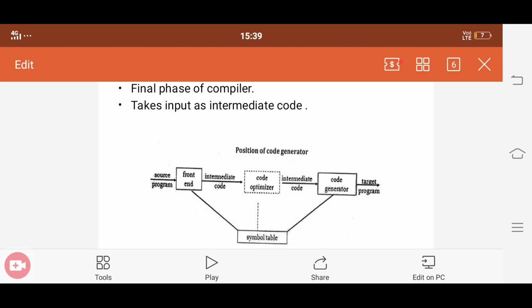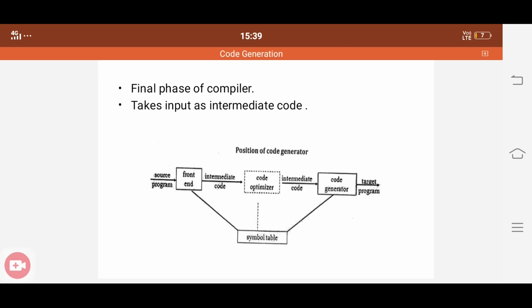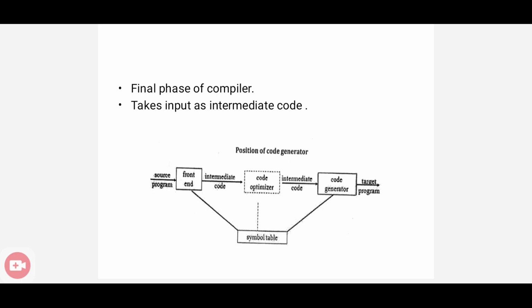Code generation is the final phase of a compiler, that is the sixth phase: lexical analysis, syntax and semantic analysis, then intermediate representation, code optimization, and code generation. So it is the final phase of a compiler. It takes intermediate code as input, or sometimes this intermediate code is optimized code, because in between intermediate representation and code generation there is an optional phase known as code optimization.